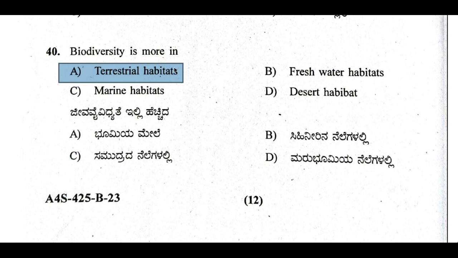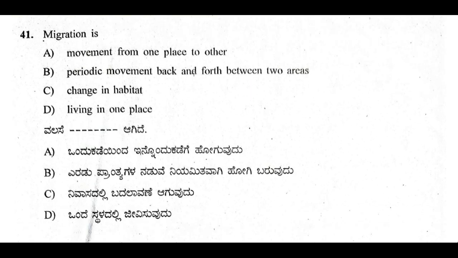Question number 41. Migration is: Option A, movement from one place to another. Option B, periodic movement back and forth between two areas. Option C, change in habitat. Option D, living in one place. So simply, they asked what migration is.